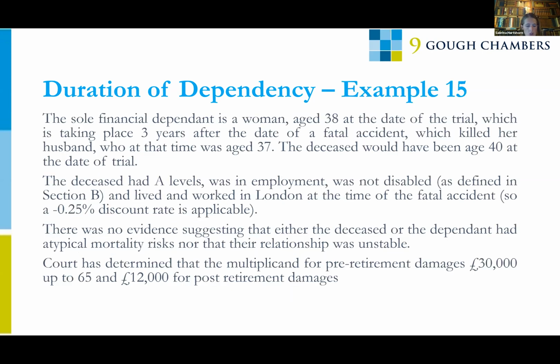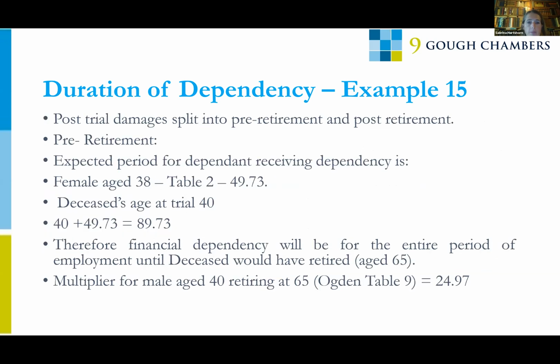So let's go back to example 15 and put what I've just said into context. We reminded ourselves of the example. I won't repeat it here. But to help you, the post-trial damages, if you can remember, were split into pre-retirement and post-retirement. So let's deal with pre-retirement. So expected period for the dependent receiving the dependency is this.